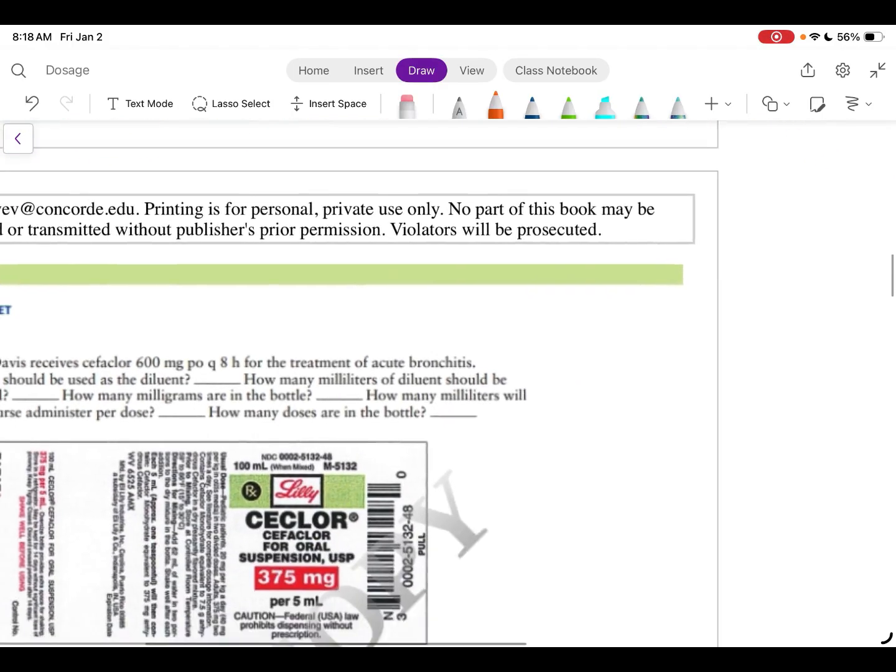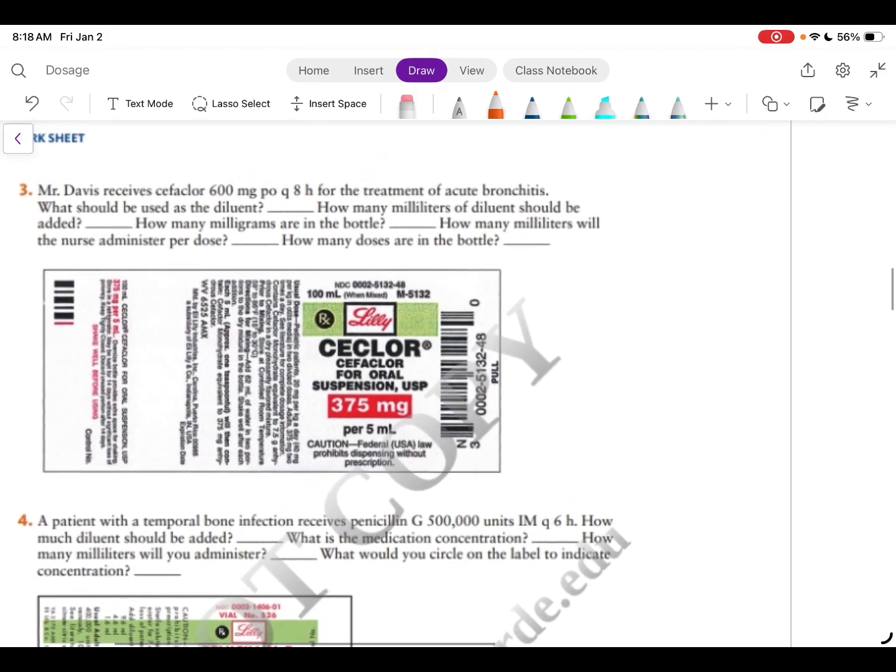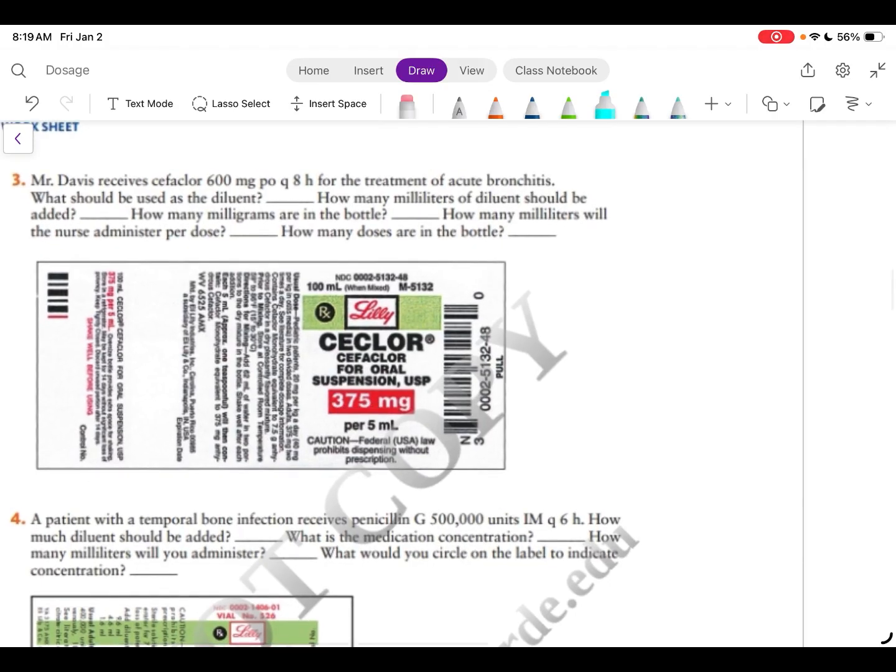All right, let's keep going, keep practicing. Okay. Mr. Davis receives cefaclor 600 milligrams every 8 hours for the treatment of acute bronchitis. What should be used as the diluent? All right, so again, in your book, this will be clearer, but the directions are right here, right? And so it says that my diluent is water. How many milliliters of diluent should be added? Let's see, 62.